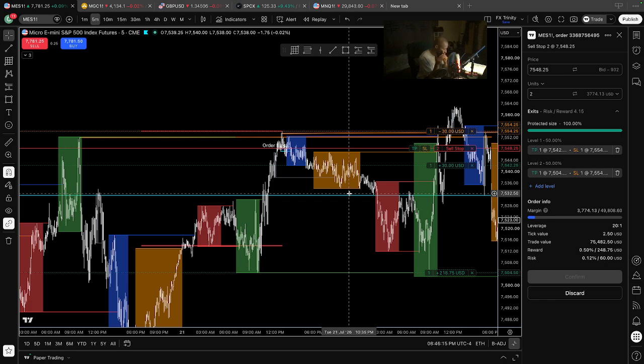Let me check that real quick. For risk to reward, you divide reward by risk. So 248 divided by 60 is about 4.13. So your risk to reward is roughly 4.13 to 1. So we just banged a 4.34 to 1 on this trade.